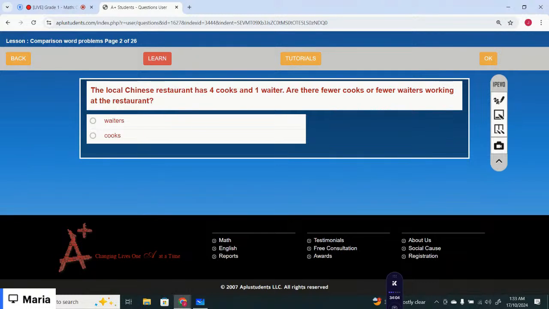The local Chinese restaurant has 4 cooks and 1 waiter. Are there fewer cooks or fewer waiters working at the restaurant? So which is the correct option?